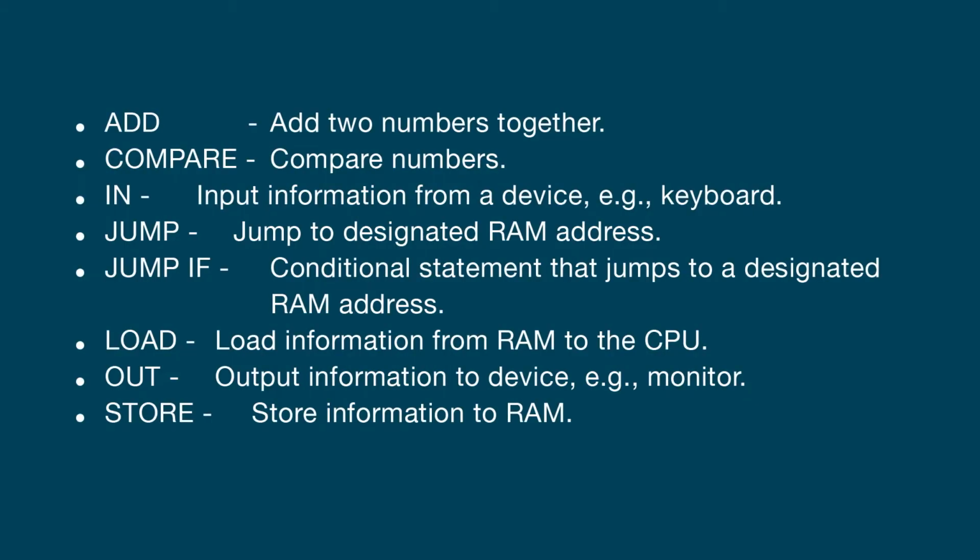Examples of instructions are: add, to add two numbers together; compare, compare numbers; in, input information from a device, for example a keyboard; jump, jump to a designated RAM address; jump if, a conditional statement that jumps to a designated RAM address; load, load information from RAM to the CPU; out, output information to a device, for example a monitor; and store, store information to RAM.